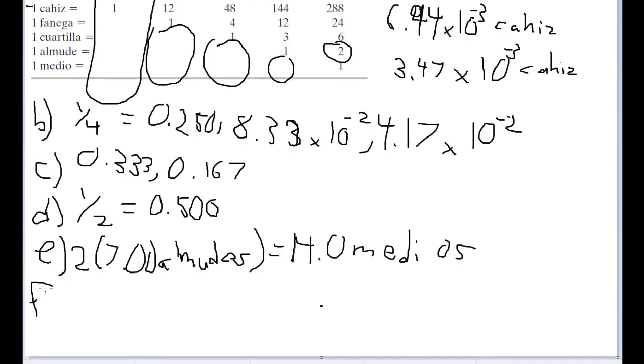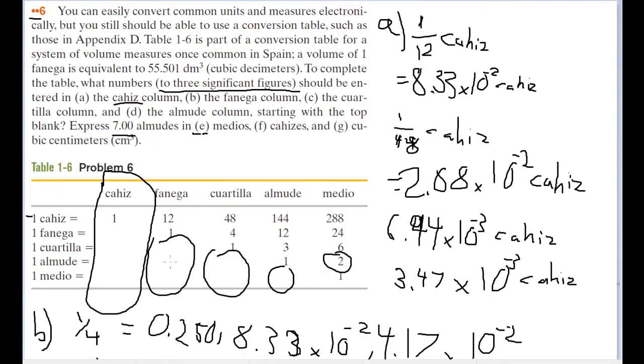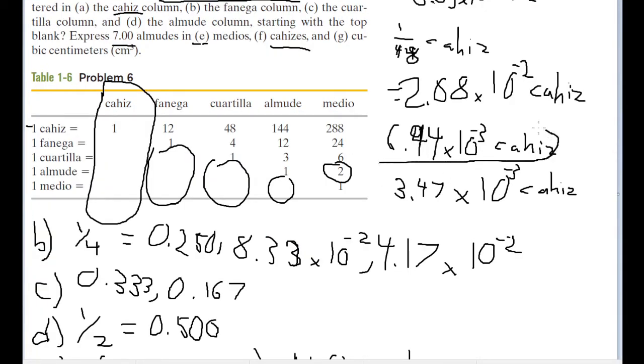And then for part F, we actually will utilize the fact that we have a filled out table now. So as we explained above, here we're converting 7 almudes into cahizes. Now, as we explained above in our little table, let's see here. In part A, actually, yeah, we did that for this little bit right here. Because as part of our table, 1 almude is equal to this little spot right here, which we determined in part A is 6.94, times 10 to the negative 3 cahizes.